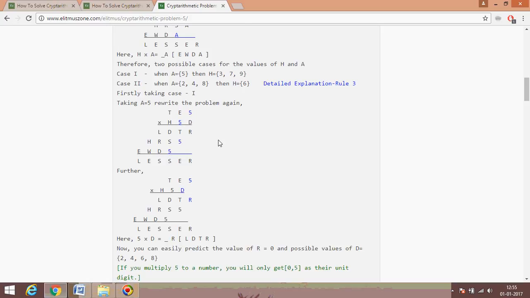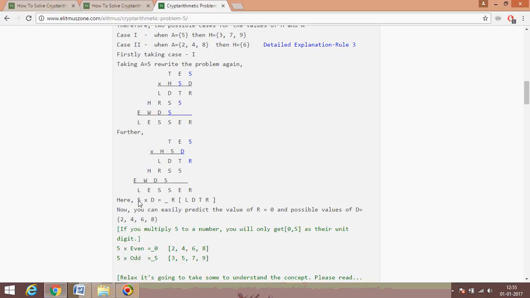So now you can easily predict the possible value of R from here. How? Let's see. The possible value of R will be 0. Why? See, you are multiplying, meaning 5 cross D underscore R. Just think about this one, 5 cross D underscore R. It is coming from LDTR, meaning this one.